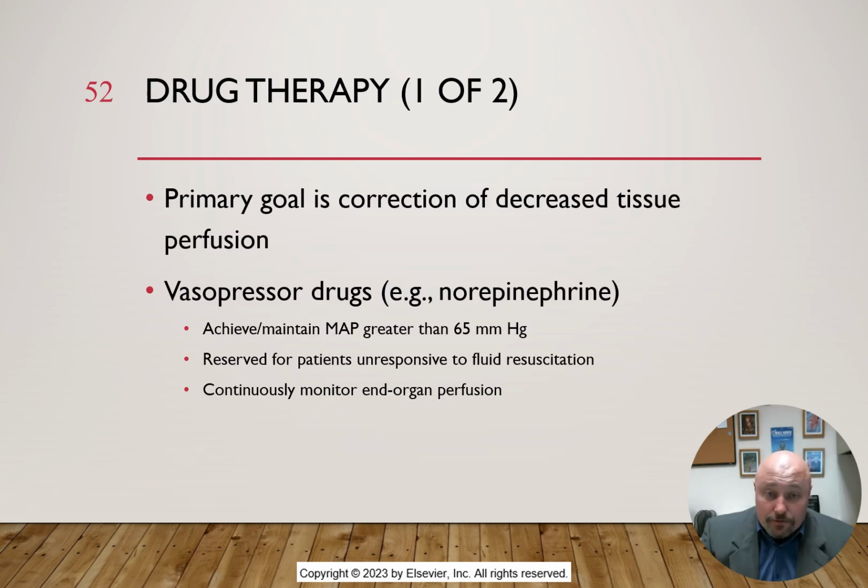The primary goal of drug therapy is the correction of that decreased tissue perfusion. Our first step would be vasopressor drugs, such as norepinephrine. We want to achieve and maintain a MAP greater than 65, and we want to reserve them for patients unresponsive to fluid resuscitation and continuously monitor end organ perfusion.